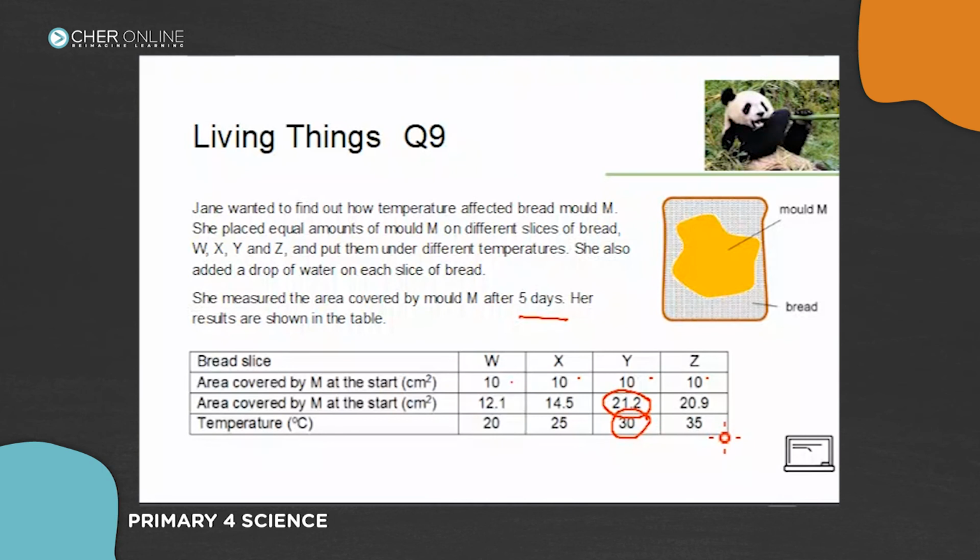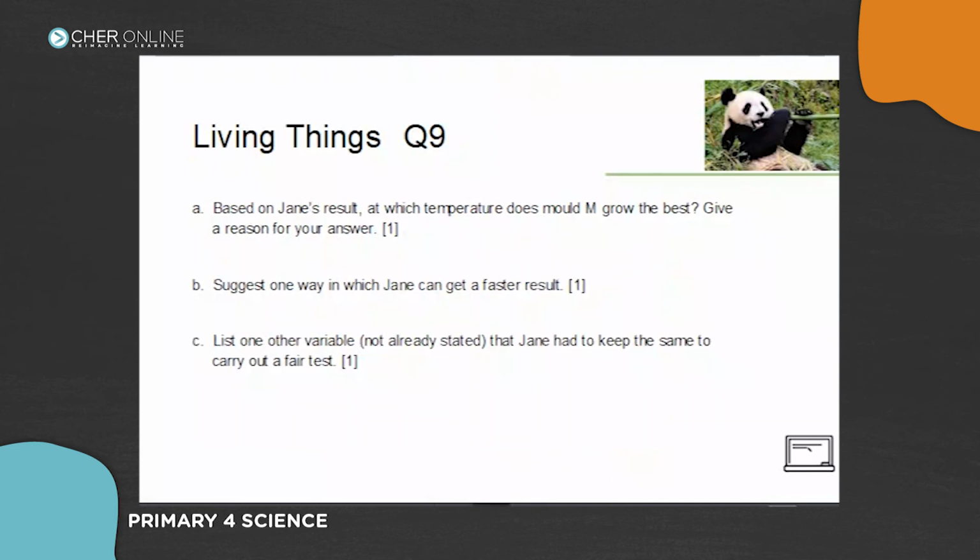35 may be too hot already. So this mold didn't grow well. Okay. And then 20 may be too low, so it didn't grow very well as well. So 30 is the best temperature. Okay, so the answer is 30 degrees because mold M covered the greatest area on the bread at that temperature.